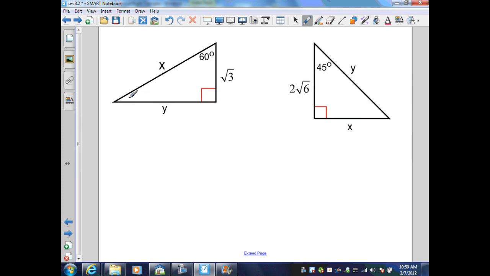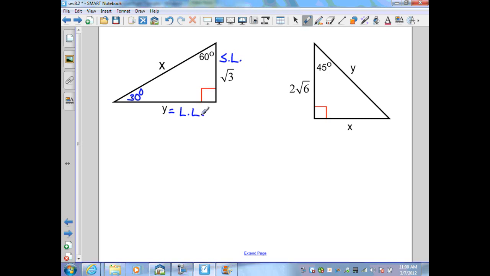On this diagram, I need to find the value of x and y again. I know that I'm given a 30, 60, 90 triangle. Here, I have a 30-degree angle. Therefore, my short leg is the square root of 3. My long leg is y. And my hypotenuse is x.